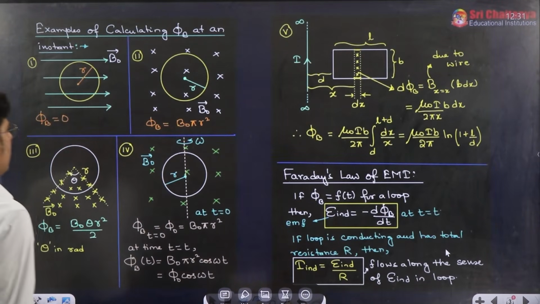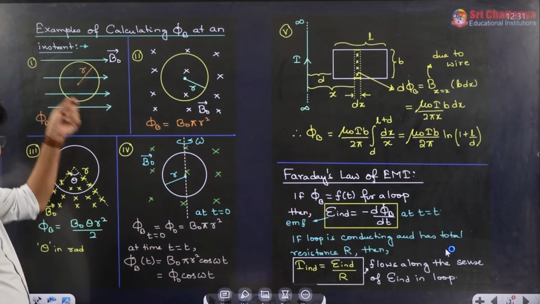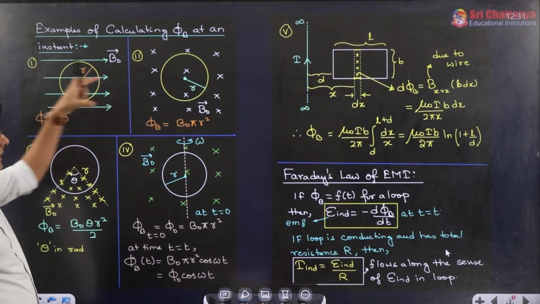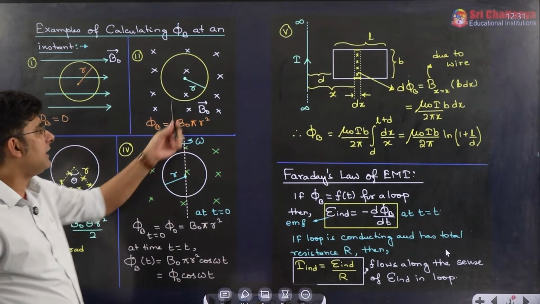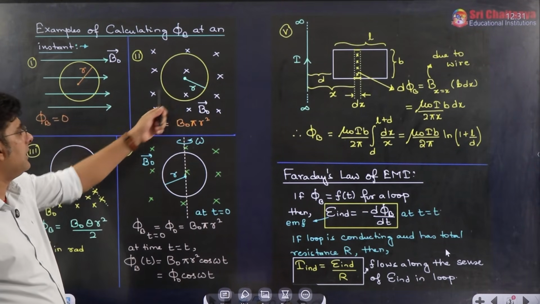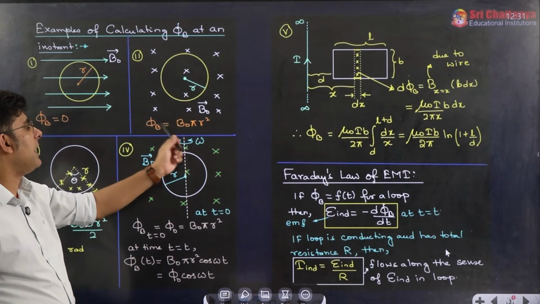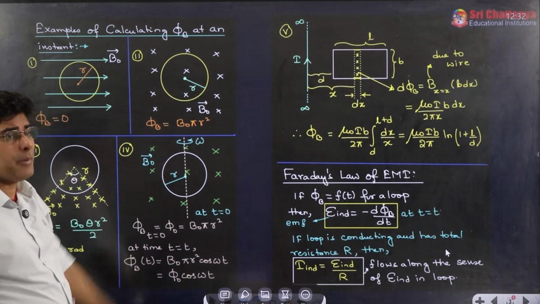Moving on, I have some examples for calculating flux at any instant. Suppose you can see a circular ring and the field lines are going parallel to the plane, so we say simply flux is 0. Second, the field is transverse and uniform, perpendicular to the plane of the ring, so since it is perpendicular, directly B into area, so B naught into area of the ring, the entire ring area is lying inside, pi r square.